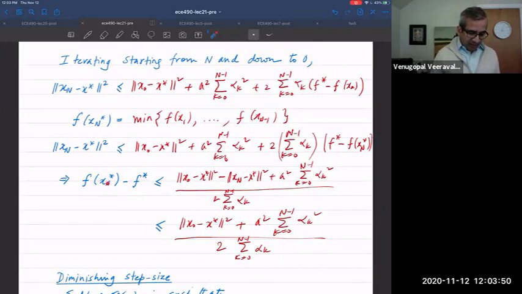Okay, so f of xn star minus f star is always going to be non-negative, because f star is the minimum. So this is always going to hold. So as long as I can show that this guy can be made to go to 0 as n goes to infinity, I've sandwiched this together, so I get that I've reached f star.